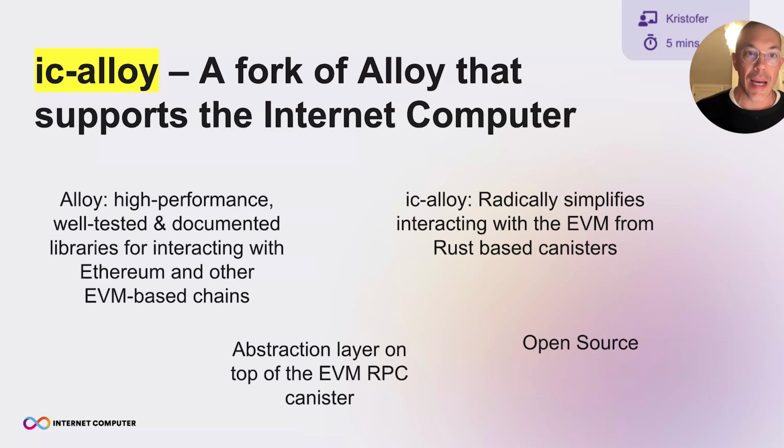So we created IC Alloy, which is a fork of the well-known and established library Alloy. It's a Rust-based library that allows you to interact with the EVM RPC and provides really good typing, etc. So in our case, we believe it radically simplifies interacting with the EVM. It's sort of an abstraction layer on top of the EVM RPC canister. And since Alloy is an open source project, we also, of course, published IC Alloy as an open source project.